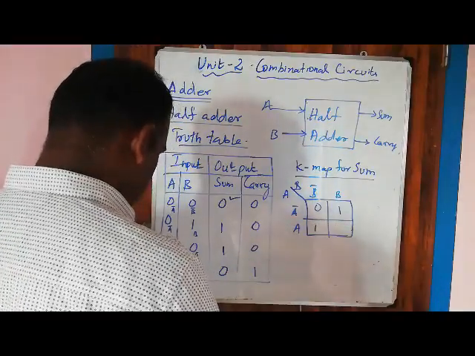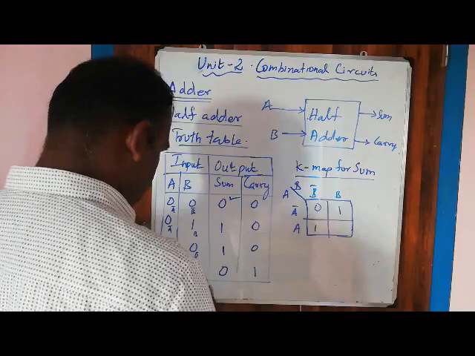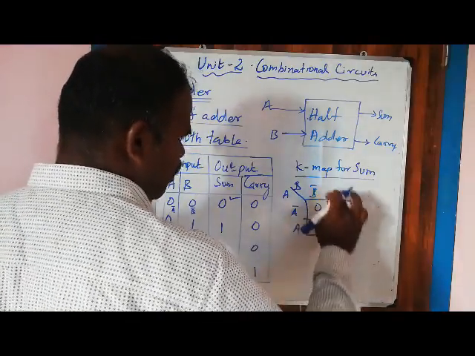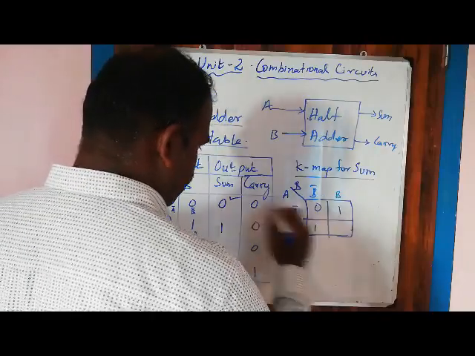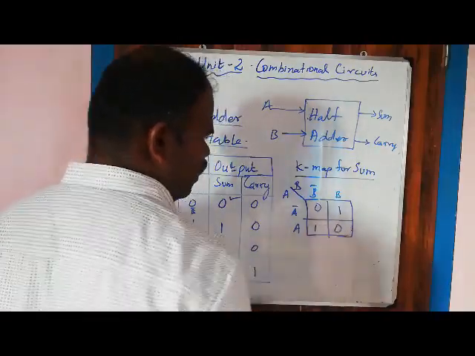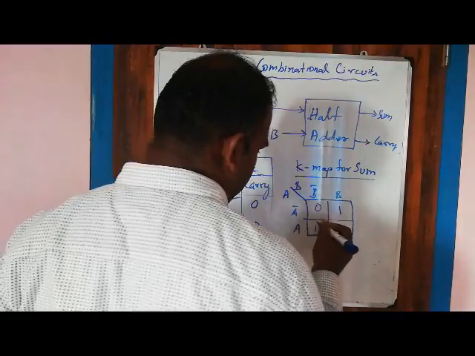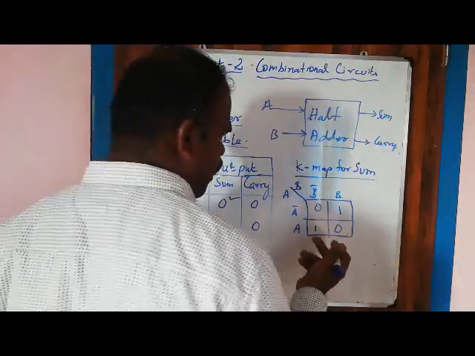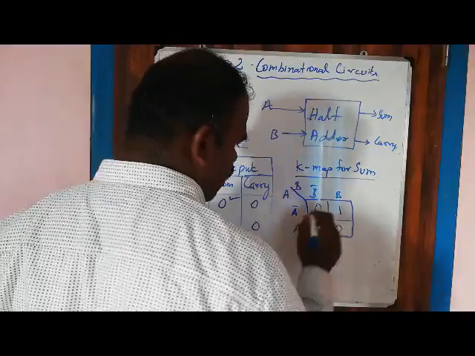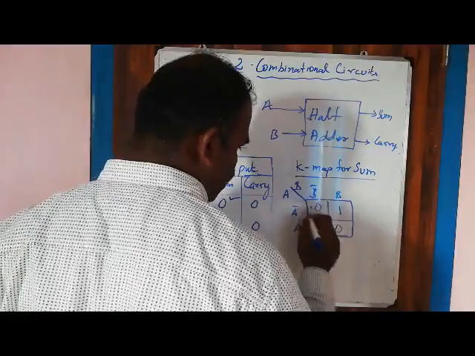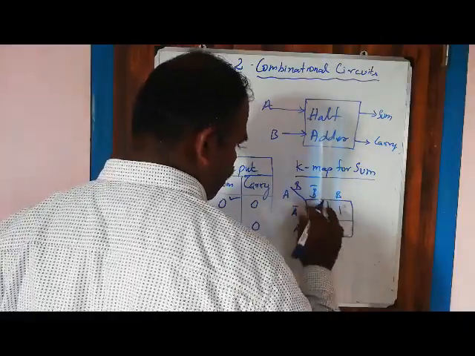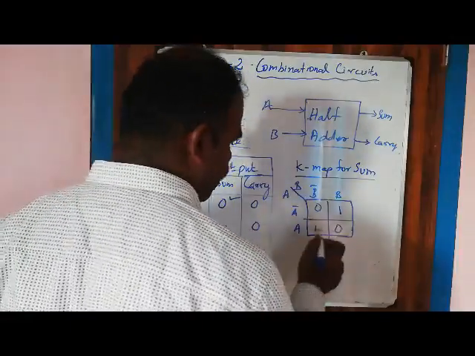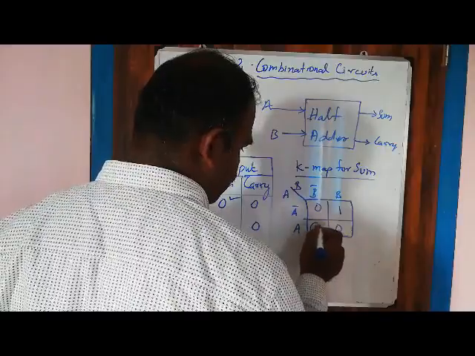And similarly A, B, no bar, that is both are A, B. At the intersection of this row and this column, what is the sum? 0. Next, go for grouping. We cannot go for one group, and also we cannot group two ones. Okay, if we are having 1s here we can group like this and group like this, but here it is not possible to have a two-one grouping, so we have to group like this as a single one.